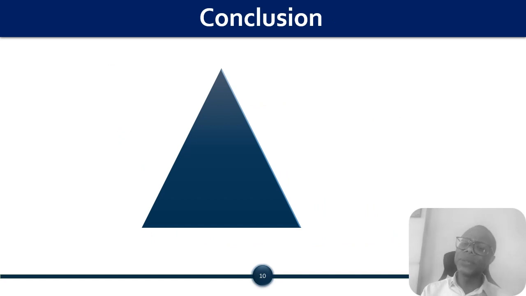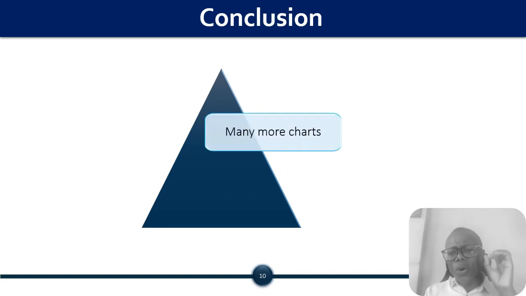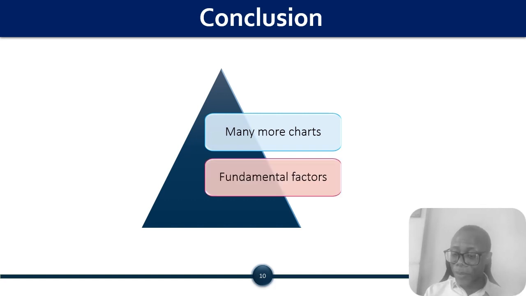So in conclusion, we say, though we looked at three different types of charts, technical analysts use many more charts which we didn't cover, but fundamentally they use those three charts, which is the line chart, the bar charts, and the volume bar charts. And they also look at other factors other than those three charts which we covered today.